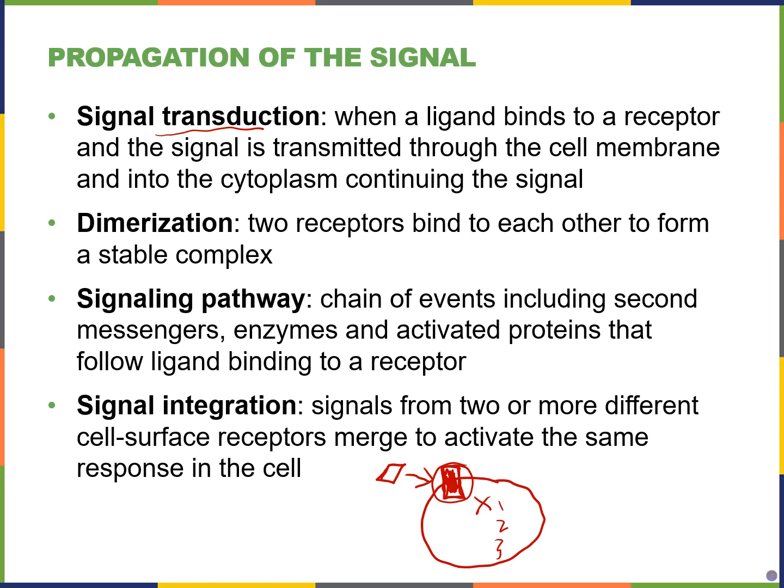Another important term is dimerization, which we saw in the tyrosine kinase receptors, when two receptors bind to each other to form a stable or activated complex. Everything that happens after the signaling molecule binds to the receptor, the cascade of events inside the cell, is all part of the signaling pathway. Then sometimes we have signal integration, where a single signaling molecule can activate two or more different receptors or receptor types to ultimately cause the same response in the cell.